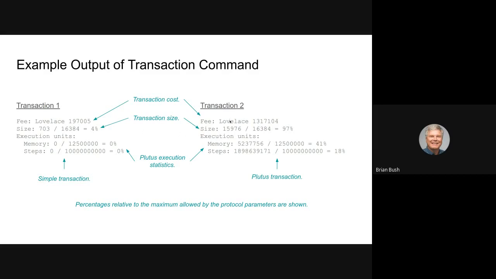Transaction 2 was a Plutus transaction. So you can see it's quite a bit more expensive. It's 1.3 ADA. It was actually using 97% of the size budget for transactions. It was using a modest amount of memory and not a lot of computation, 18% of the limit. And I should say that these limits have been raised recently. The memory limit in particular has been raised in recent epochs.